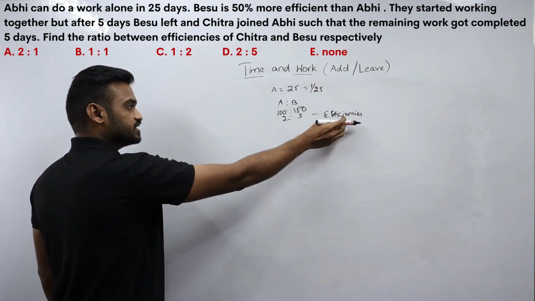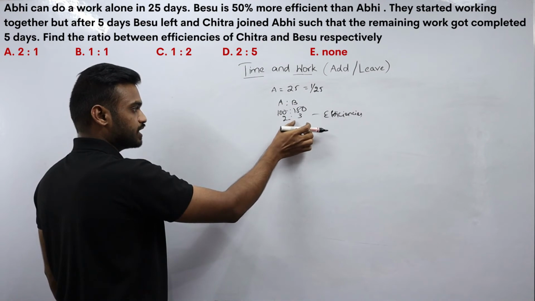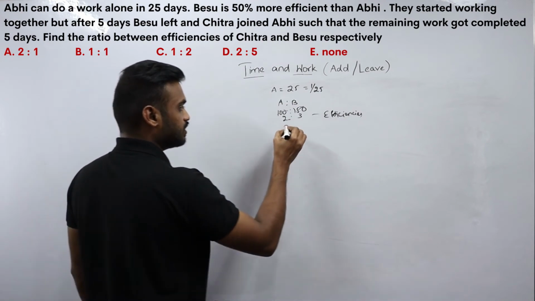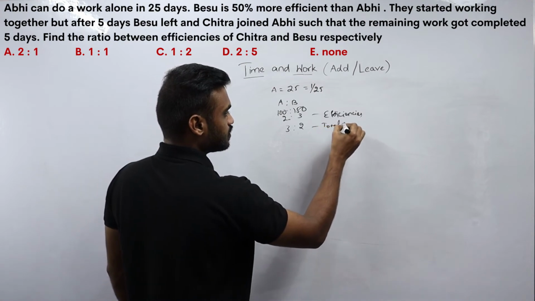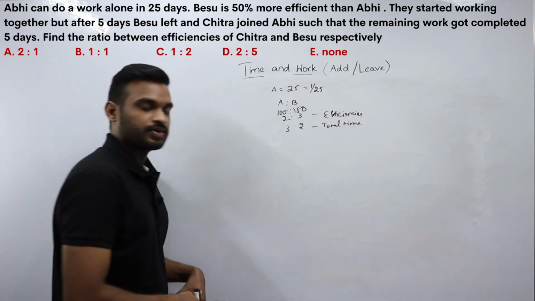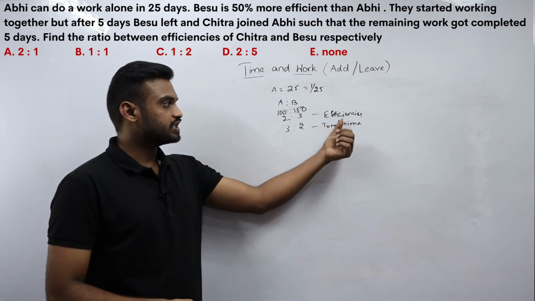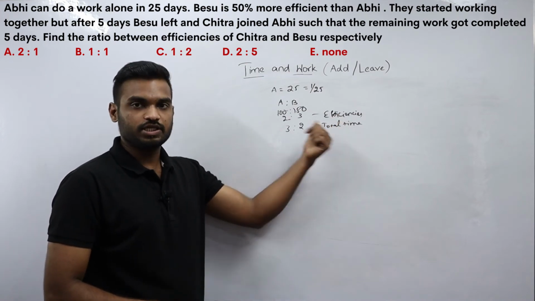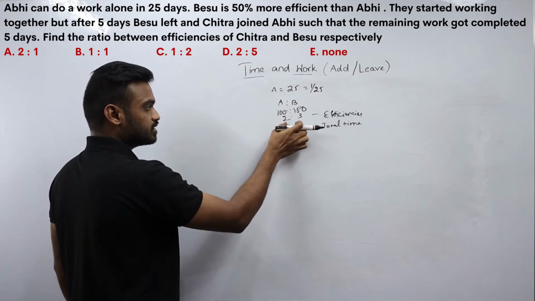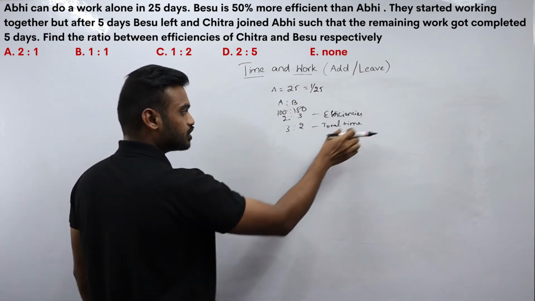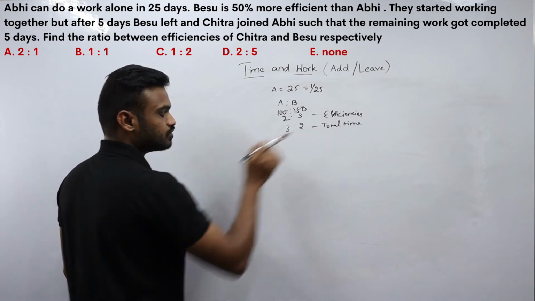Since the ratio of efficiency of A:B is 2:3, the ratio of total time taken will be 3:2. In the previous tutorial I told you efficiency and total time are always inversely proportional. Then since the ratio of efficiency of A and B is 2:3, the ratio of total time taken will be 3:2.